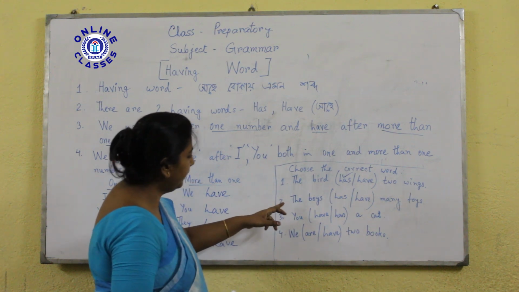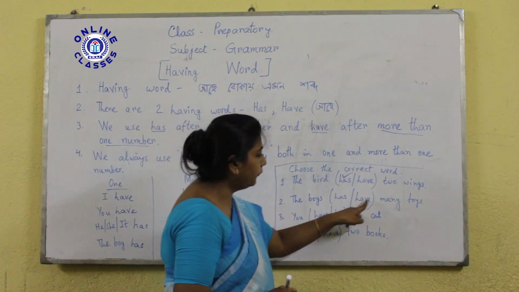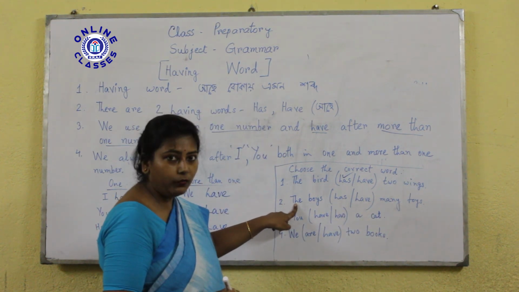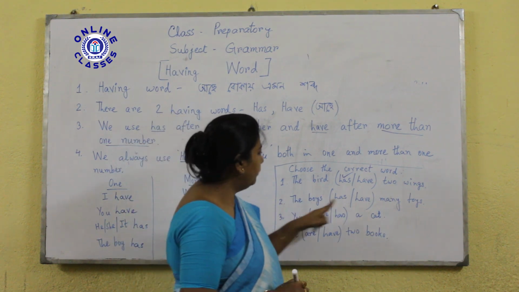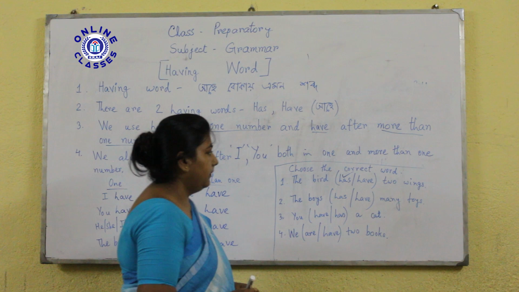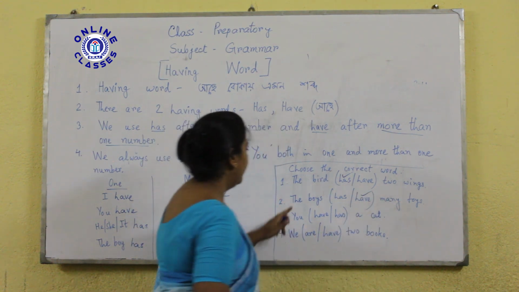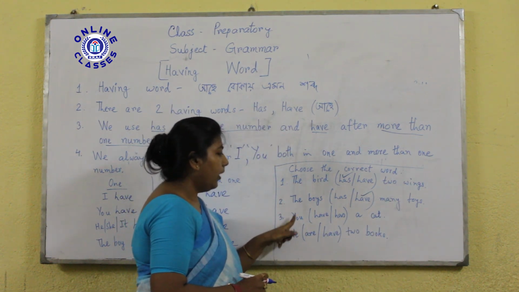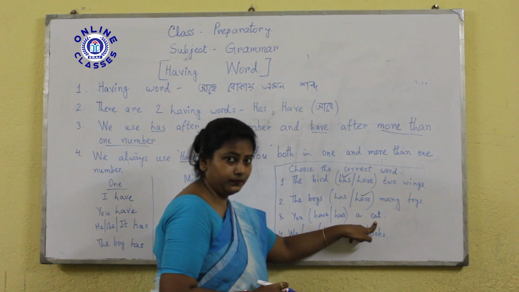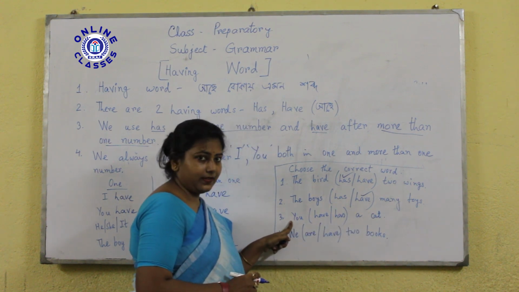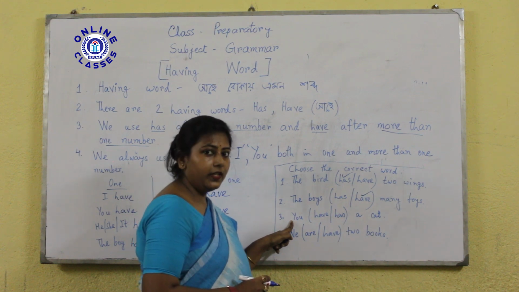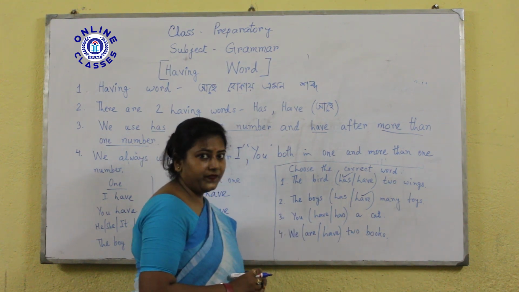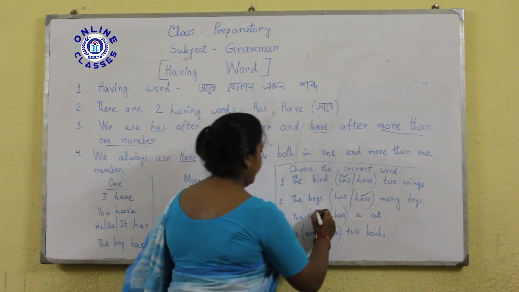Now the second sentence, the boys has or have many toys. Which number is the boys? It is more than one number. Then which having word will be correct here? Yes, have. So the sentence is the boys have many toys. Now you have or has a cat. We know that after you we always use have. Okay? So which will be the correct word here? Tell me. Yes, it is have.